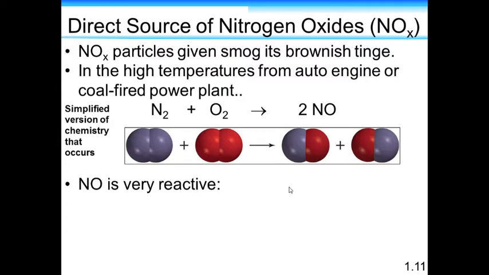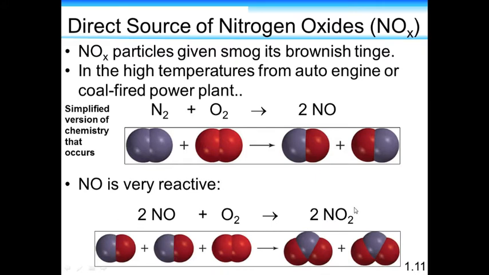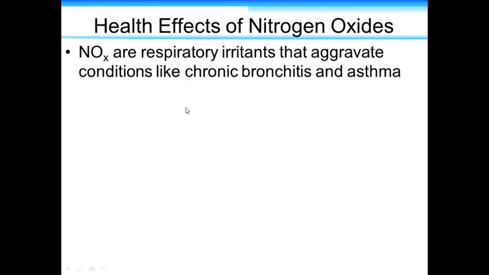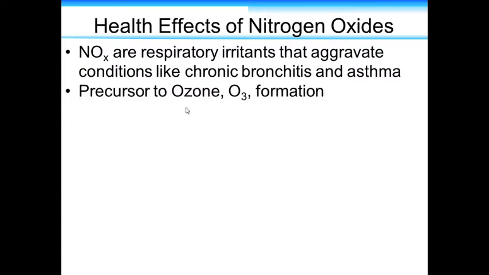Once you form that nitrogen monoxide, it can then go on to form nitrogen dioxide and even nitrogen trioxide. That's why these molecules as a whole are referred to as NOx, where that x can be a 1 in the case of nitrogen monoxide or a 2 in the case of nitrogen dioxide. But all of them are problematic when they reach a certain concentration in the atmosphere. They're respiratory irritants, first of all. They're also, which is maybe an even bigger problem, a precursor to ozone formation.